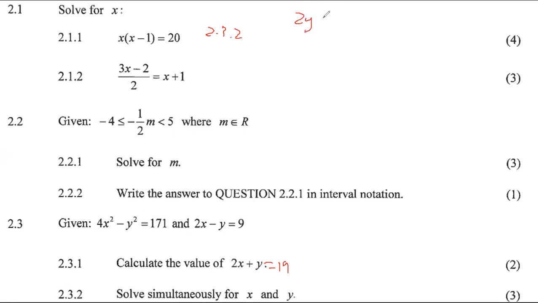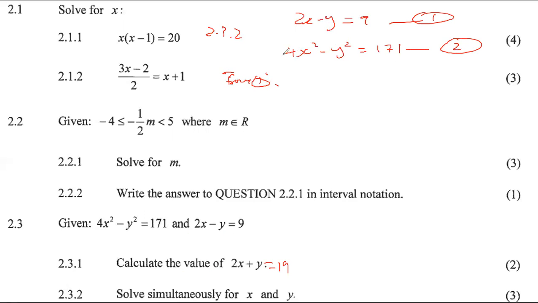My first equation is 2x, not 2y, 2x minus y is equal to 9. That's equation 1. Equation 2, 4x squared minus y squared is equal to 171. If I make y subject of the formula from 1, I can't really use elimination at this point because you can see the variables have different degrees, okay? So I've got to use some form of substitution.